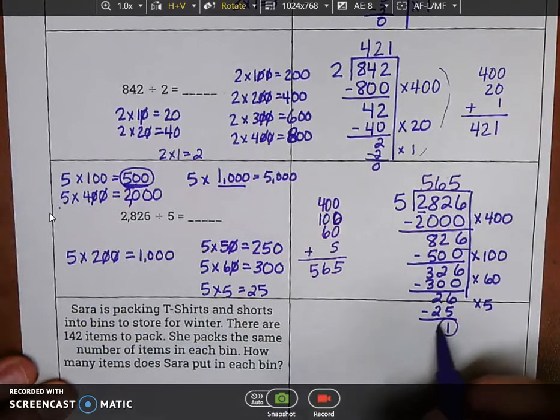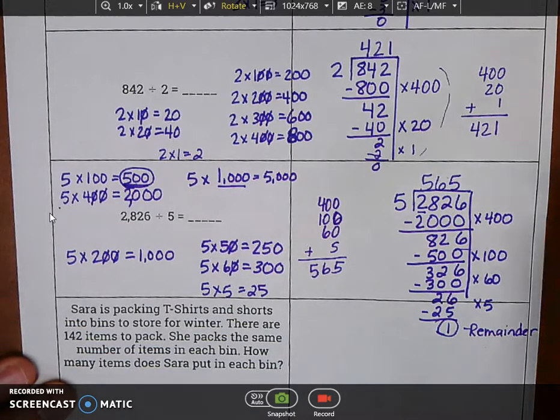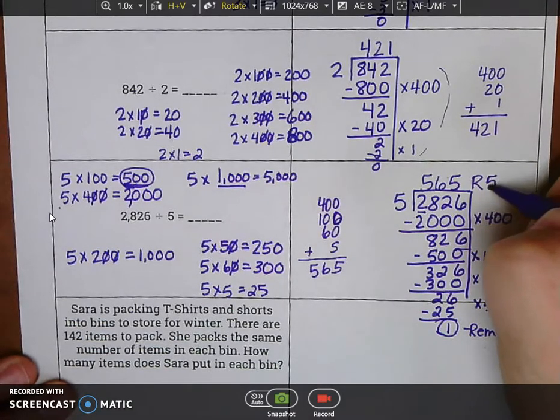I can't forget my last number. This would be my remainder. This is just what's left. It won't fit into a group of 5. So 565, remainder 1.